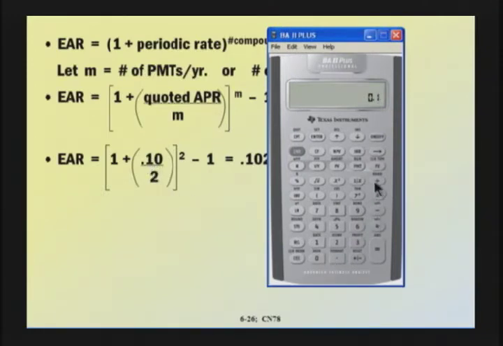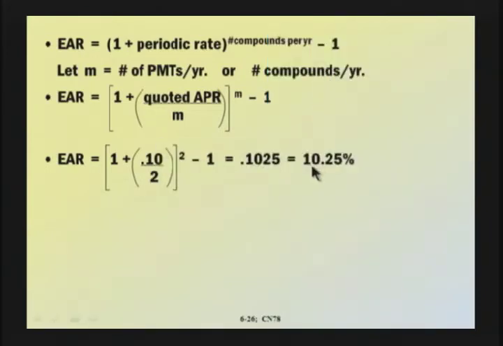So on the calculator, take the 0.1, divide by 2. If we can't do that in our head, we'll use the calculator. 0.1 divided by 2 is 0.05. Add the 1, and that's my 1.05. Raise it to the second power, and then take the 1 off, and I will have earned 10.25% during the year. That is my effective rate.